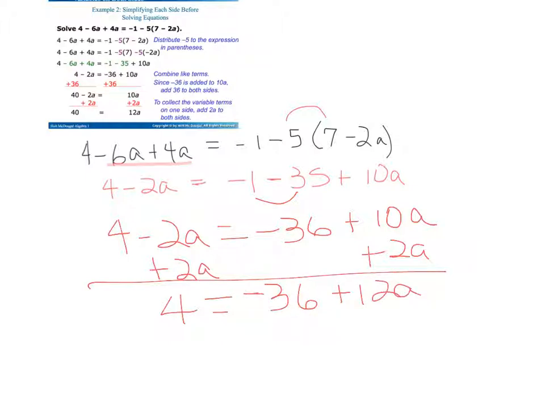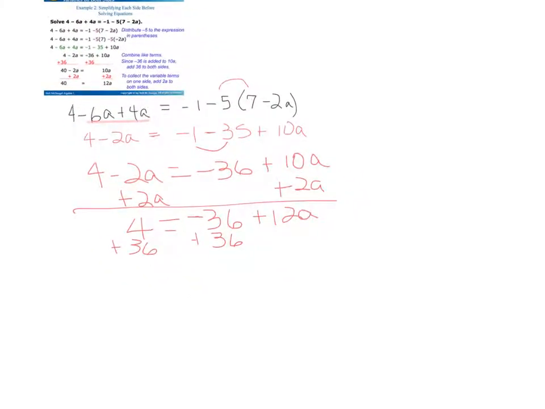All right, what's my next step? Let's see, Cyril. We have to add 36 on both sides. Perfect. I'm going to add 36 to both sides. I need to make this smaller again. Okay, so 4 plus 36 is 40 equals 12a. Now what's my last step?